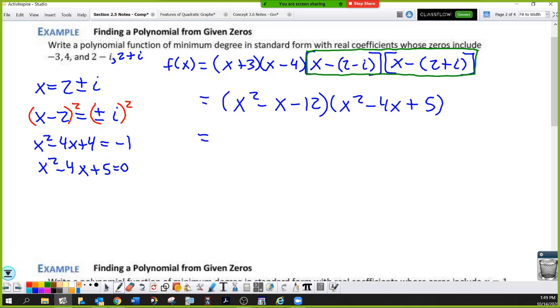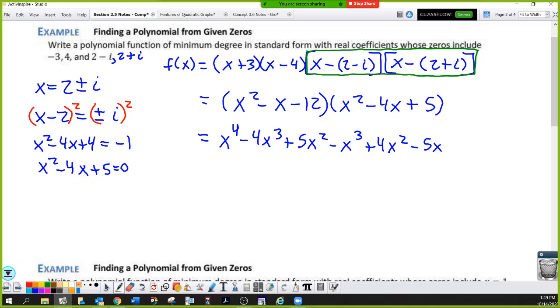I want to see it. Really? I mean, I'll do it. Okay. X squared times x squared, x to the 4th. X squared times negative 4x, negative 4x to the 3rd. X squared times 5, positive 5x squared. Negative x times x squared, negative x to the 3rd. Negative x times negative 4x, positive 4x squared. Negative x times 5, negative 5x.